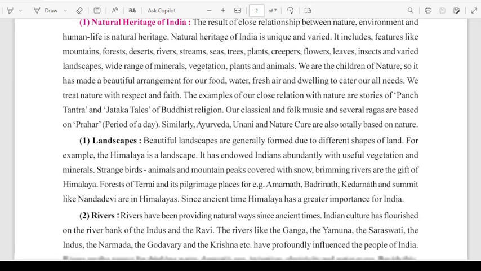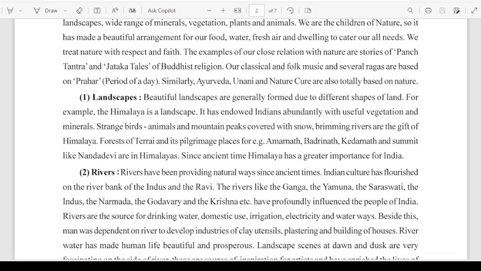Landscapes. Beautiful landscapes are generally formed due to different shapes of land. For example, the Himalaya is a landscape. It has endowed Indians abundantly with useful vegetation and minerals. Strange birds, animals, mountain peaks covered with snow, and brimming rivers are gifts of the Himalaya. Forests of the Terai and pilgrimage places, for example Amarnath, Badrinath, Kedarnath, and summits like Nanda Devi are in the Himalayas. Since ancient times, the Himalaya has had great importance for India.